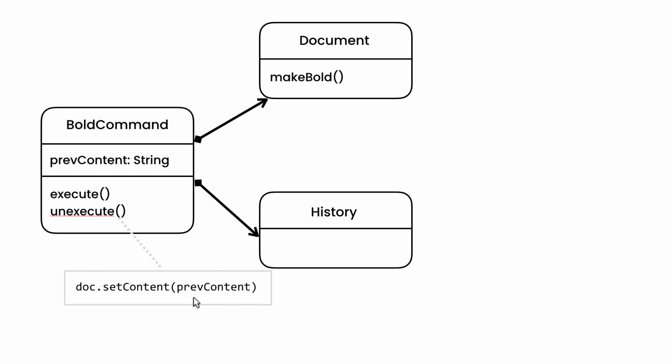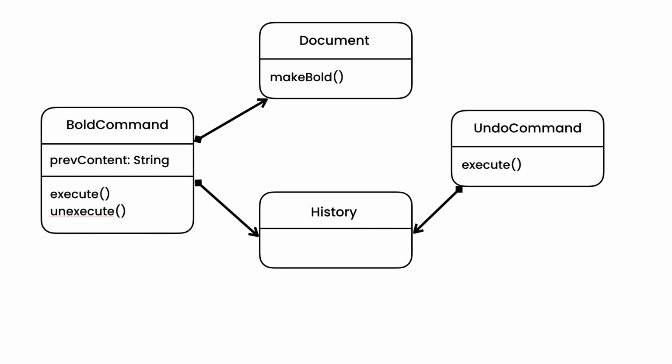Now there is one more piece to this puzzle. We need to introduce a class called undo command. This is like the undo menu that we have in a lot of applications. In the execute method of this class, we call history.pop. This will remove and return the last command that was applied. So we get that command and then unexecute it. Every command knows how to unexecute itself. So this is how we can use the command pattern to implement undo mechanisms. Next, I'm going to show you how to implement this in code.